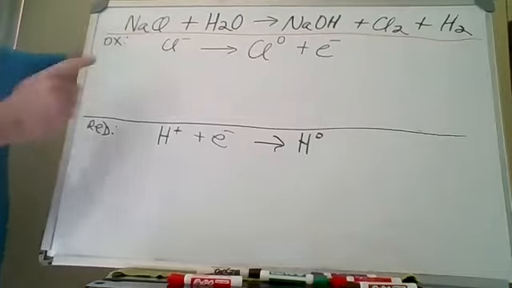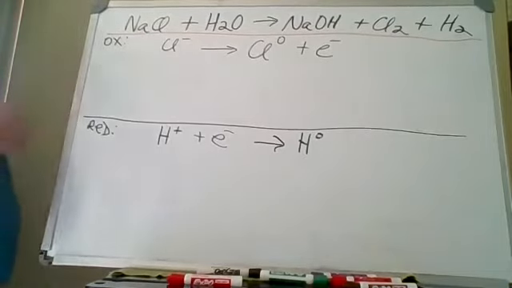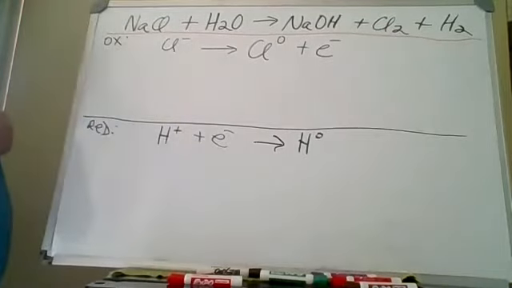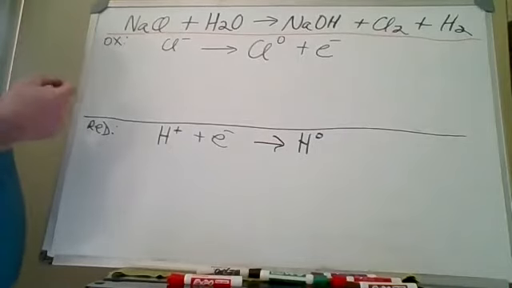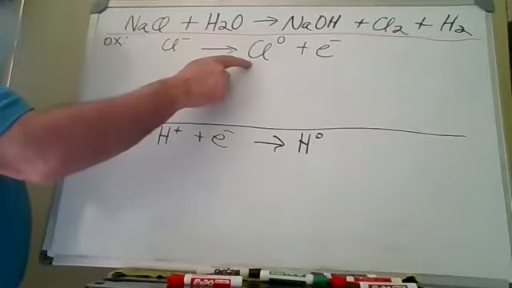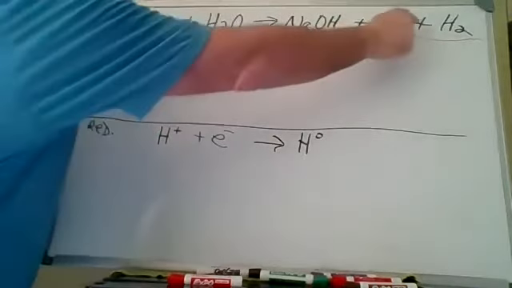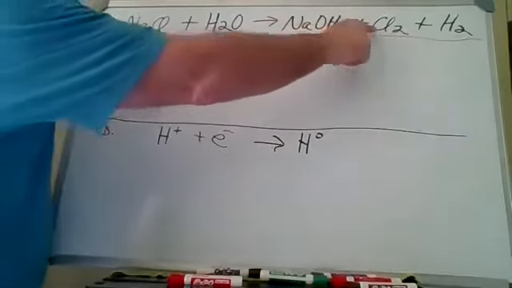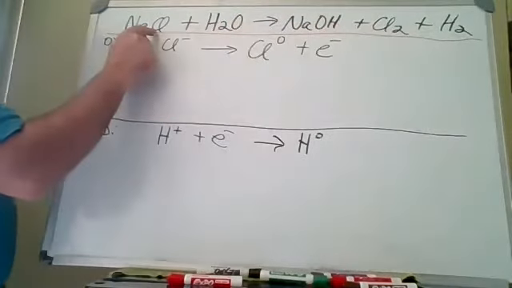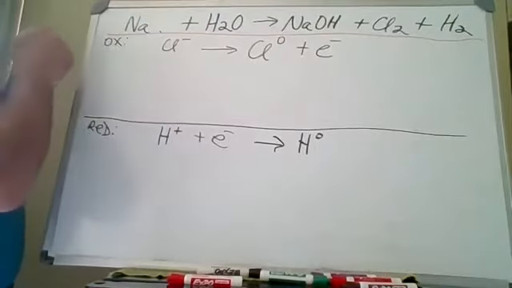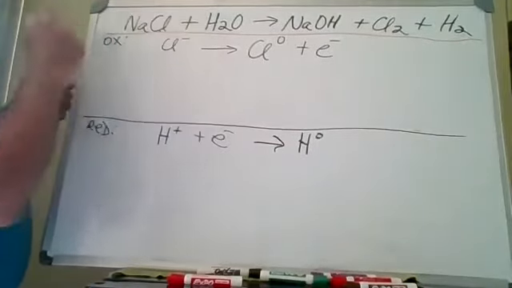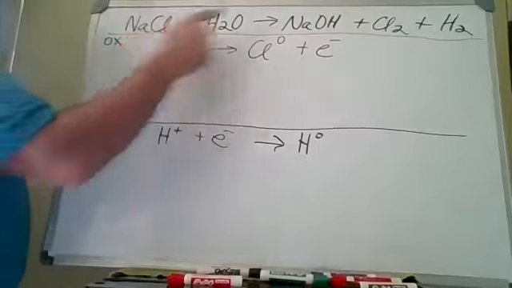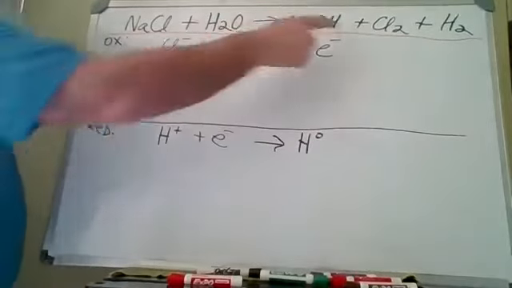But that's not good enough. That's the first thing we should check. We should also check that the number of chlorines that are being oxidized here equals the number of chlorines being oxidized in our given equation. And that's clearly not the case. Here I have 2 chlorines that went from... okay, here I have 1 chlorine, but here I have 2, right?